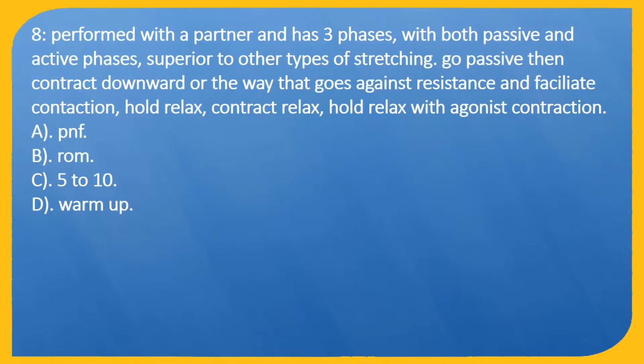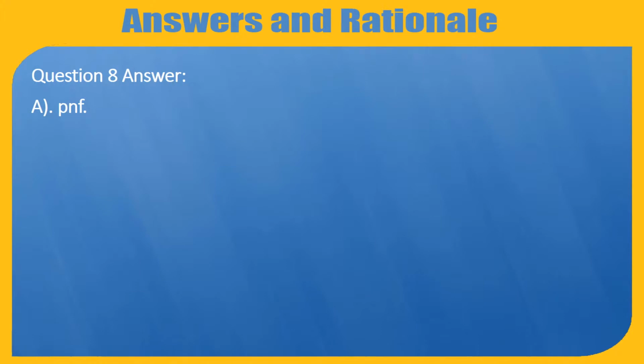Question 8. Performed with a partner and has 3 phases, with both passive and active phases, superior to other types of stretching. Go passive, then contract against resistance, and facilitate contraction: hold relax, contract relax, hold relax with agonist contraction. A. PNF. B. ROM. C. 5 to 10. D. Warm-up. Question 8. Answer: A. PNF.